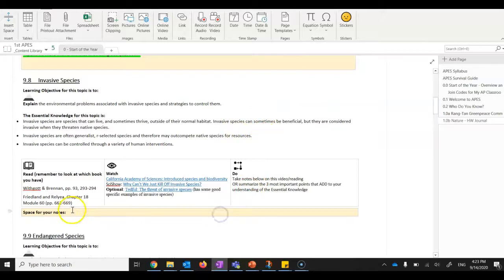What you will need to do is take your own notes on this essential knowledge. So you can read through these, and after skimming through the textbook or watching the videos, you can add your own notes, your own diagrams, your own pictures that help further understand or build off of the knowledge that is given in the essential knowledge bullet points.